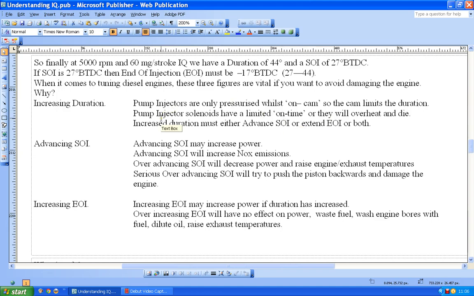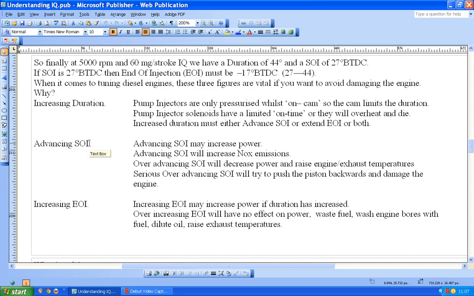And of course the other problem is that if you increase duration, the end result is obvious, isn't it? You'll either force injection start, SOI, to advance, or you'll force end of injection to be extended later, or you'll cause both. In other words, it will advance and it will extend. So that will give you a knock-on, because now you're stuck with advancing start of injection.